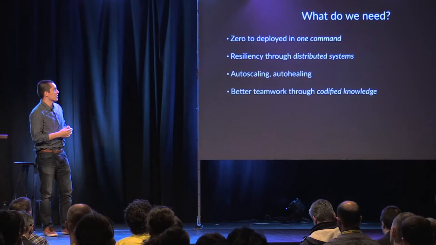Auto-scaling, auto-healing, I think we talked about that enough. And then the last one, codified knowledge, is really the key point here. We need to move more and more things to be codified, so there could be fewer bottlenecks in people, in terms of having the one ops person who knows how all the data center works in their head or how the software works in their head. More things need to be codified.